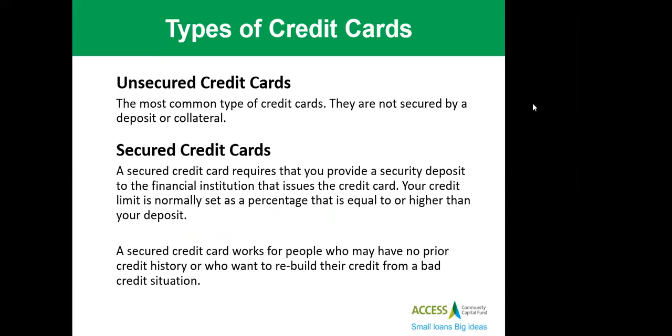So generally speaking, there are 2 types of credit cards, secured and unsecured ones. Unsecured credit cards are the most common type of credit cards. They are not secured by deposit or collateral. In contrast, there's another type of credit card called a secured credit card. A secured credit card requires that you provide a security deposit to the financial institution that issues the credit card. So your credit limit is normally set as a percentage that's equal to or higher than your deposit. If you don't pay your bills, the bank may seize your deposit.